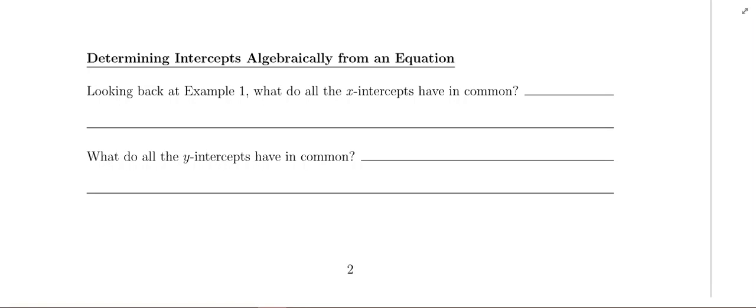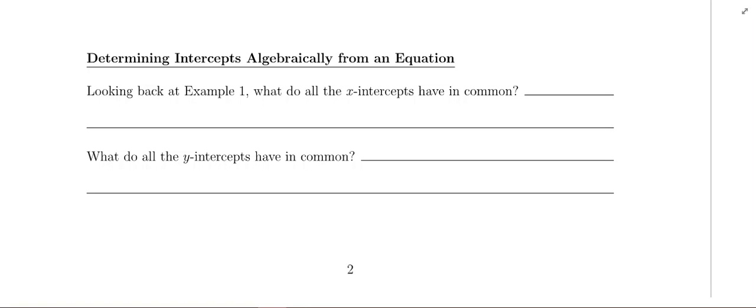So what we're going to do now is move toward examples where you're given the formula or the equation. You're not given the graph. You could graph the equation out, but what we're going to try to do is learn how to find the intercepts without relying on the graph or the picture. So before we do example 2, we're going to try to come up with a method for determining intercepts algebraically.